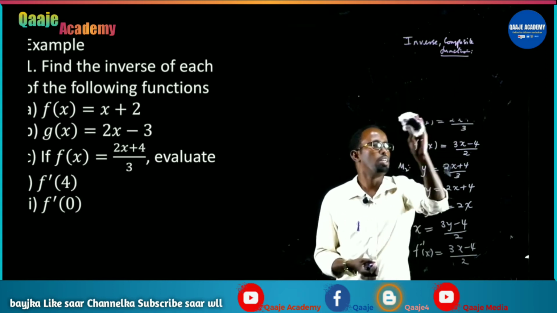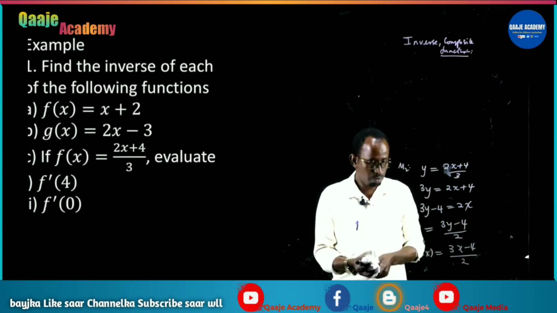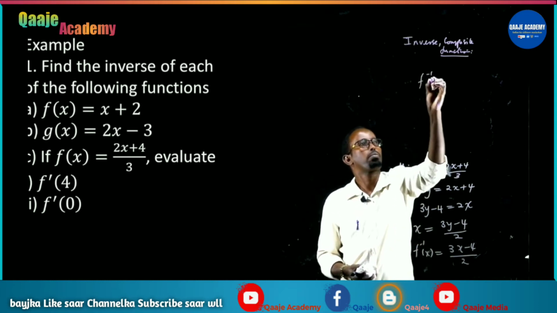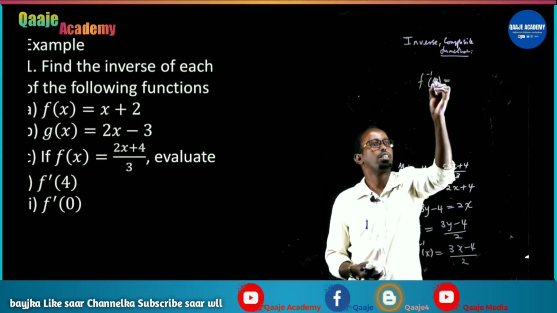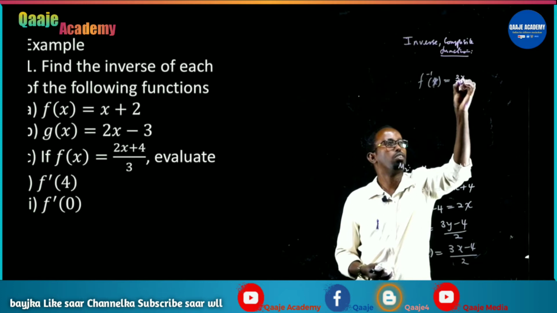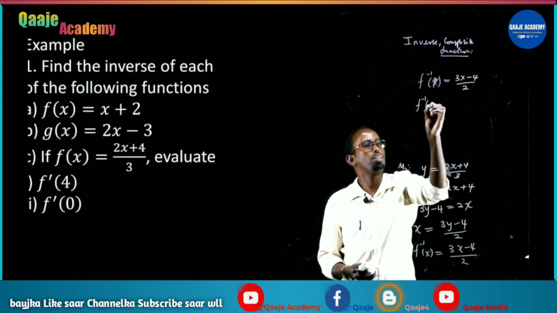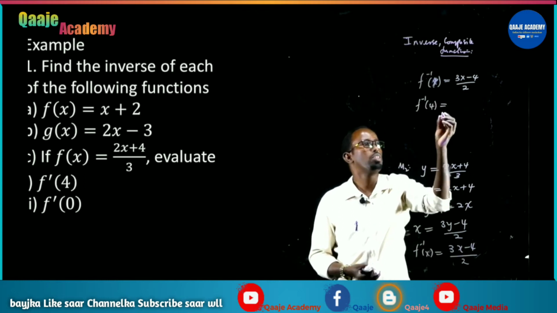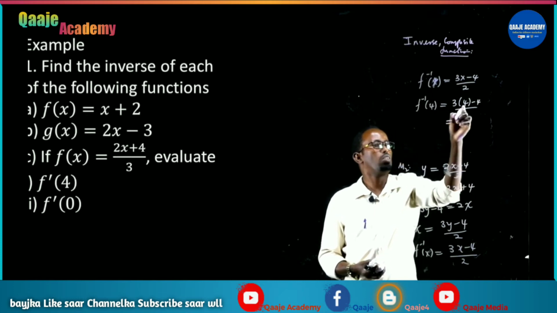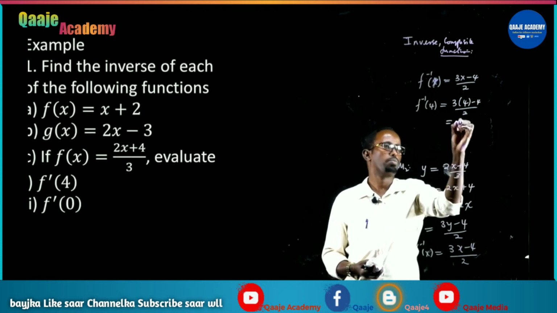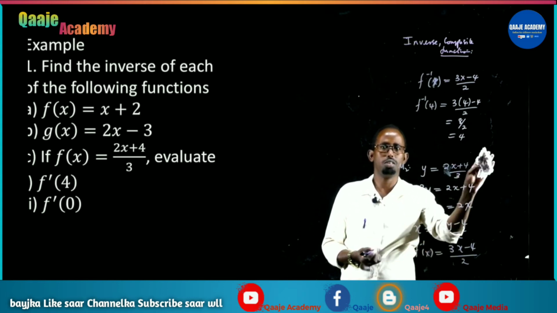Now we substitute. F inverse of 4: we know f inverse of x is equal to (3x minus 4) divided by 2. We are told to substitute 4 there. So this will be equal to (3 times 4 minus 4) divided by 2. This is 12 minus 4 is 8, divided by 2, the answer is equal to 4.